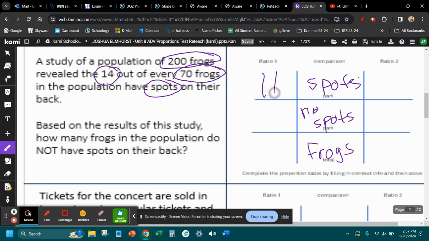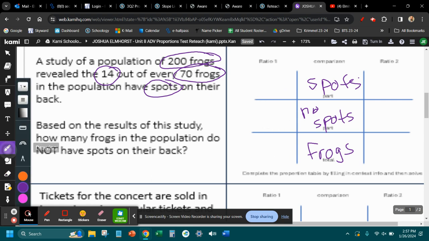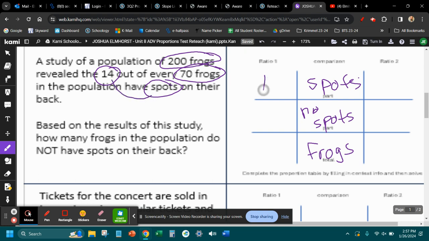What I saw is kids did this. They saw numbers and they lined them up on the left, and then they're like, what am I solving? Slow down. Use the labels to fill in the information. Spots is 14. Frogs is 70. The original information, the context did not say anything about no spots. But if you subtract these two, you got 56 no spots.